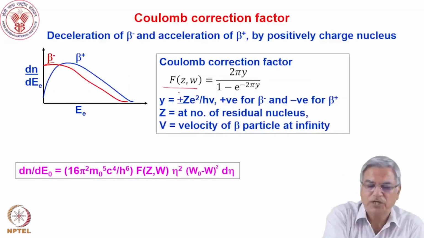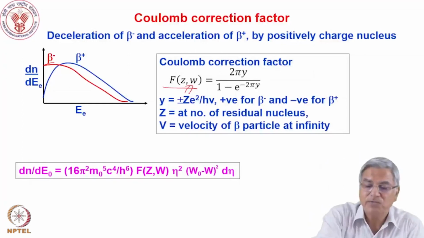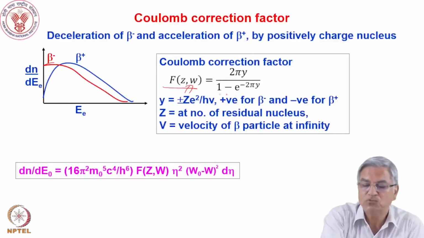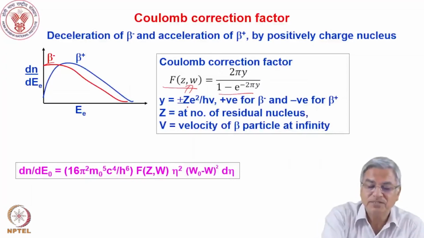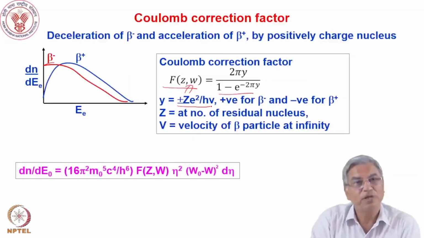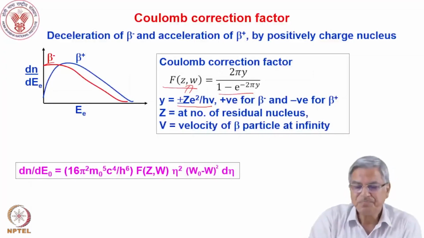It depends upon the atomic number of the nucleus and the energy. W is the relative energy, and it is given by 2 pi y upon 1 minus e raised to minus 2 pi y, where y is Ze square by hv, where Z is the atomic number of the residual nucleus and v is the velocity of the beta particle at infinity.